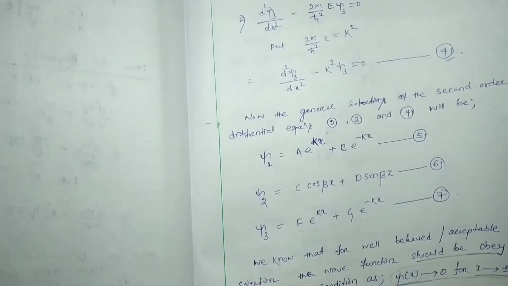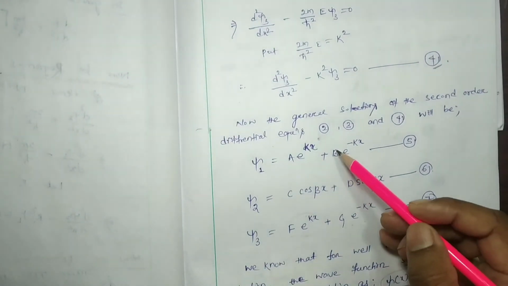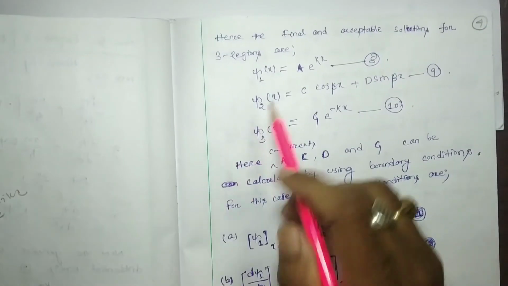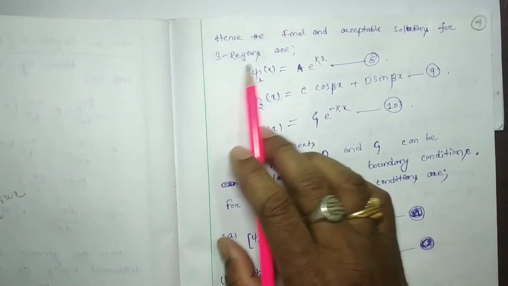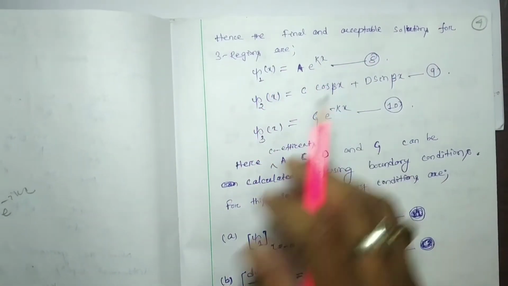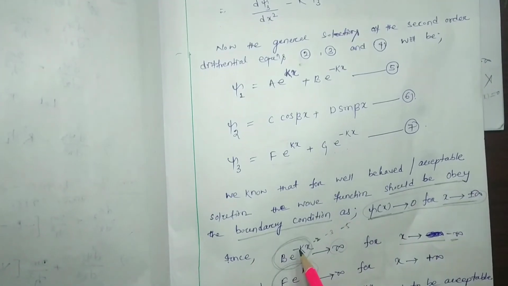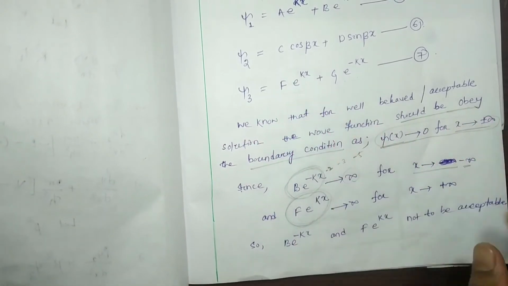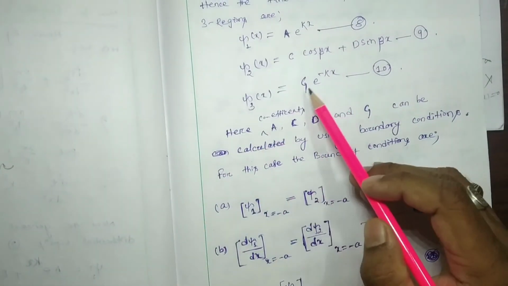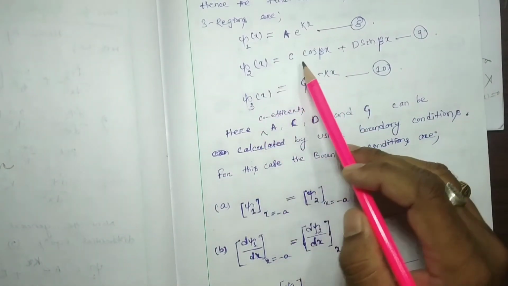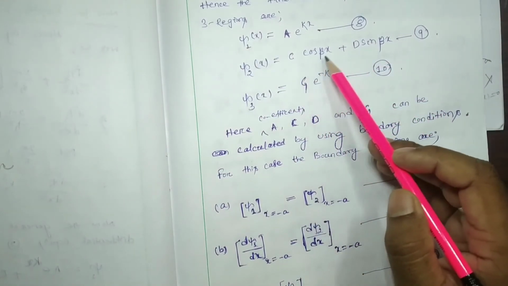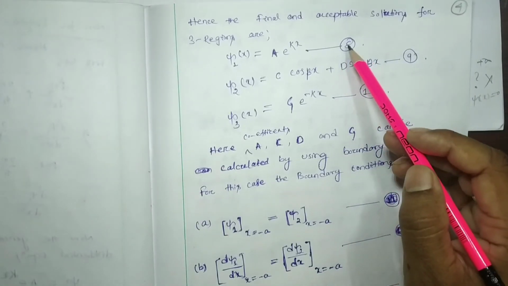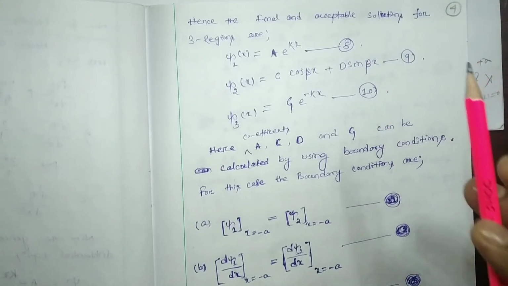So finally, the acceptable solutions for the three regions are psi 1 equals a e to the kx, because b e to the minus kx is not going to be considered. Likewise in psi 3, f e to the kx is not considered, and we get g e to the minus kx. Psi 2 stays the same: c cos beta x plus d sin beta x. Let these be equations number 8, 9, 10 respectively.